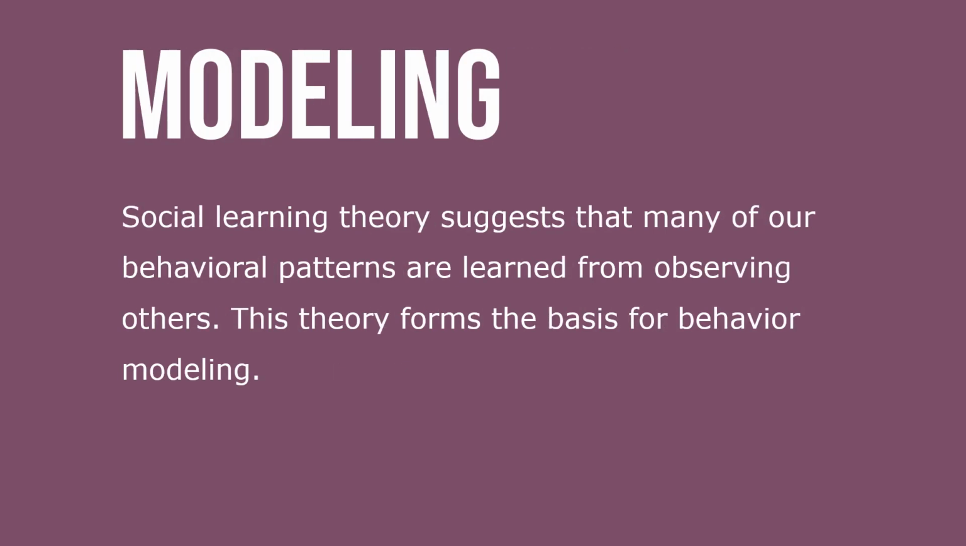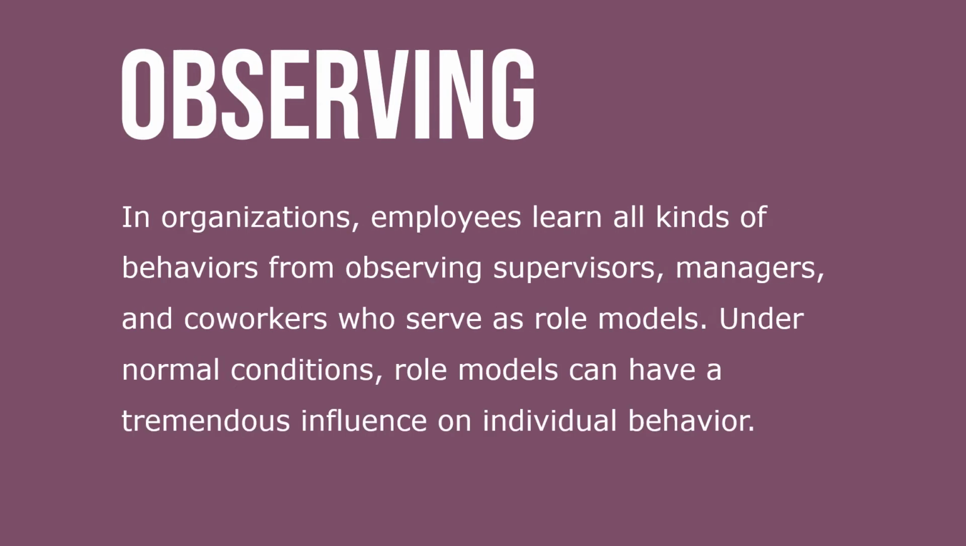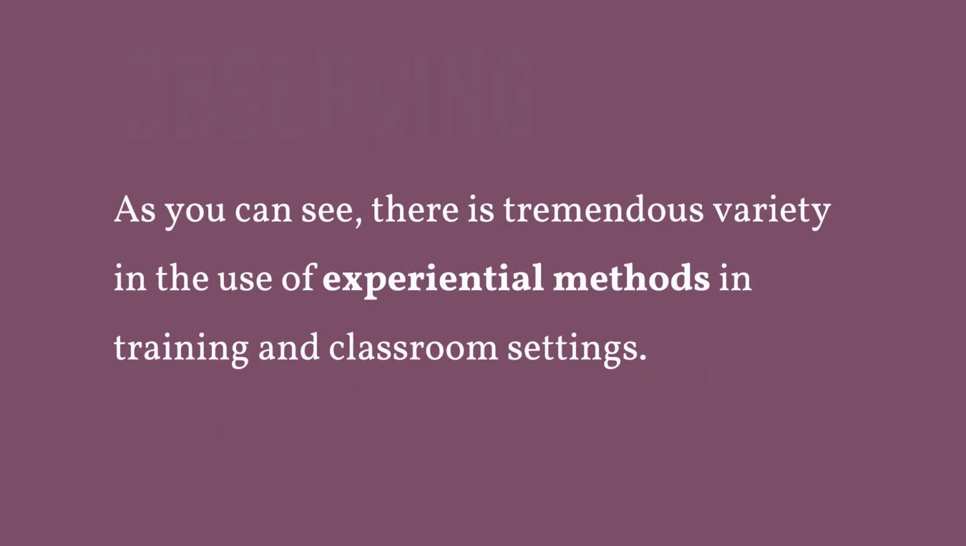Social learning theory suggests that many of our behavioral patterns are learned from observing others. This theory forms the basis for behavior modeling. In organizations, employees learn all kinds of behaviors from observing superiors, managers, and coworkers who serve as role models. Under normal conditions, role models can have a tremendous influence on individual behavior. As you can see, there's a tremendous variety in the use of experiential methods in training and classroom settings.